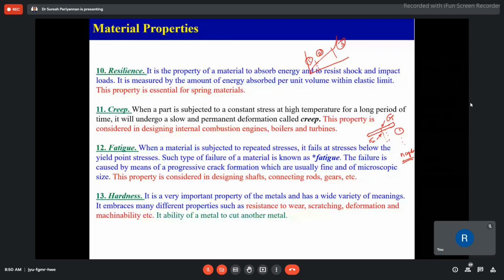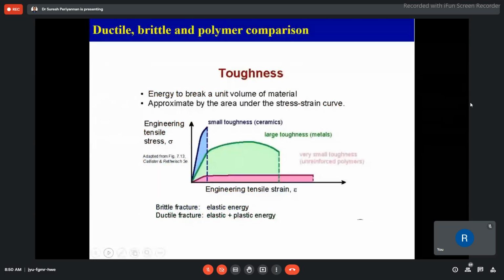So wherever we are using cutting tools, those cutting tools must have more hardness. The hardness property is very important while designing the cutting tool. Okay. Now I come to the ductile, brittle, and polymer, I mean elastomer, comparison. What is this?